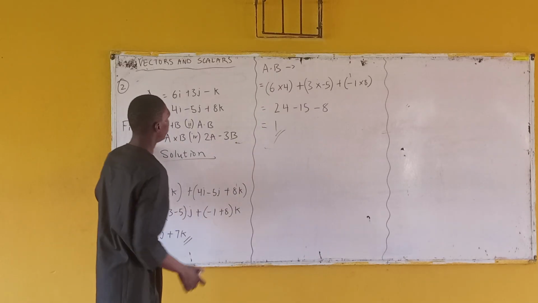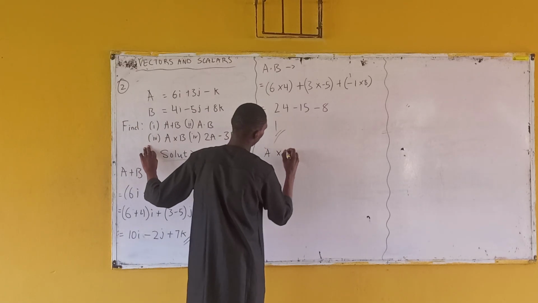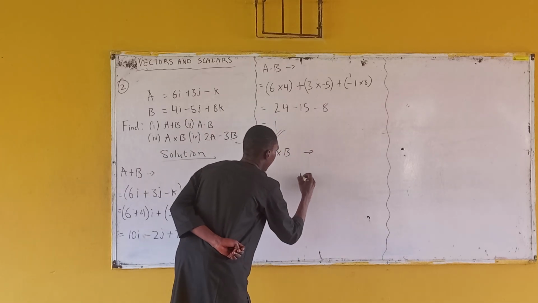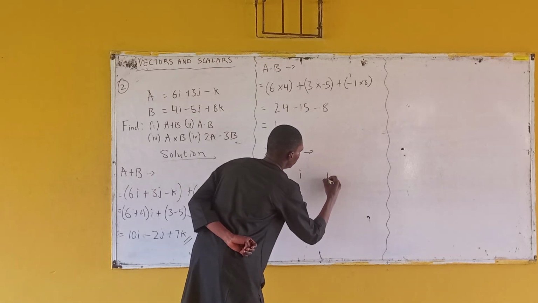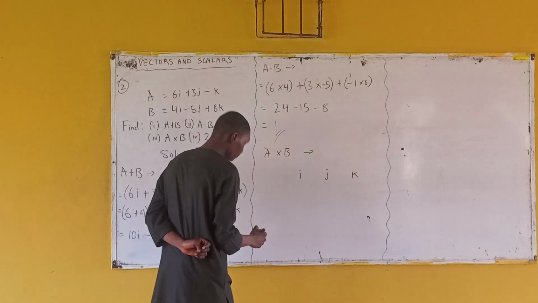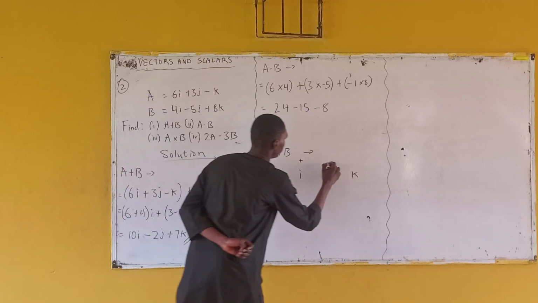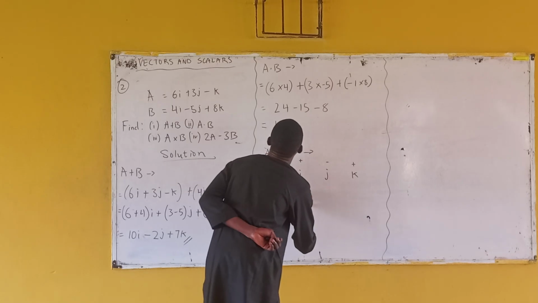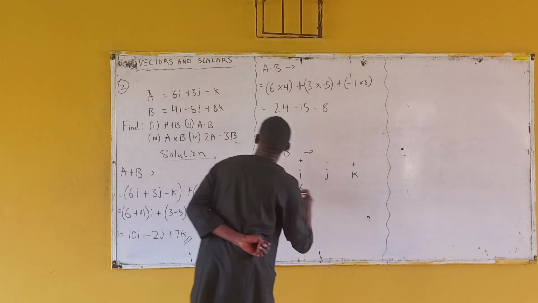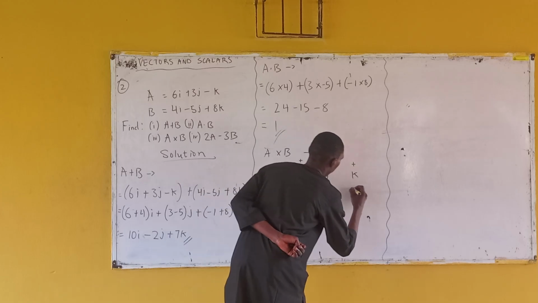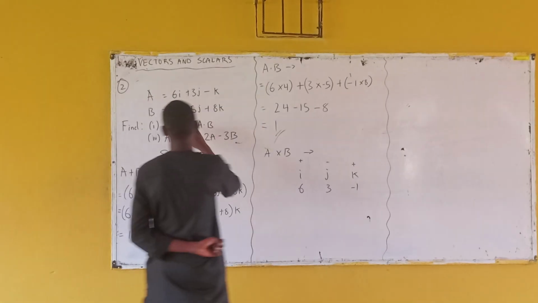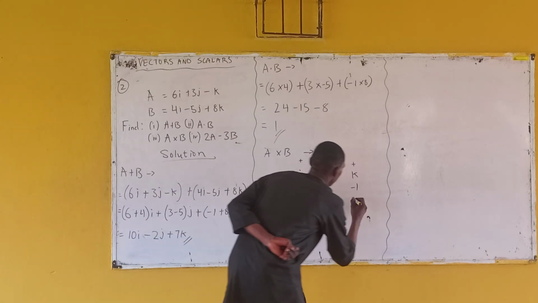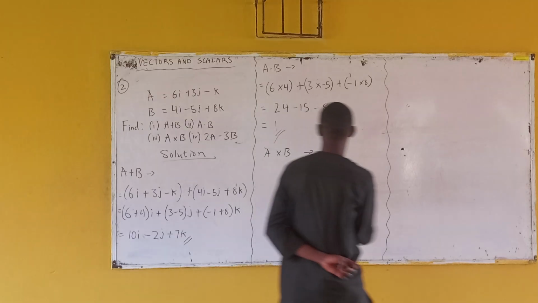Then the next one, A cross B. We are going to put your i, your j, then your k, right? Okay, the sign. Now we have 6, 3, minus 1. Then the next one is 4, minus 5, and 8. Okay? So yeah, let's pick it.